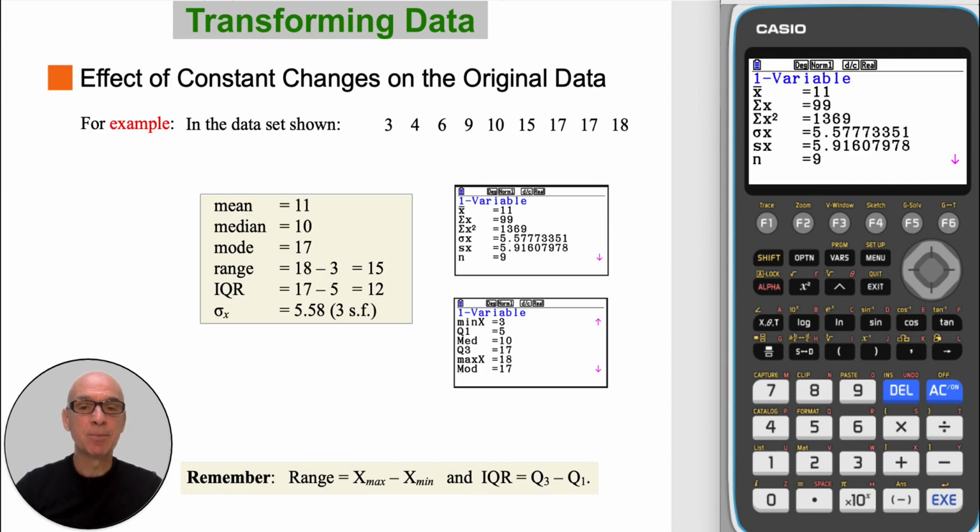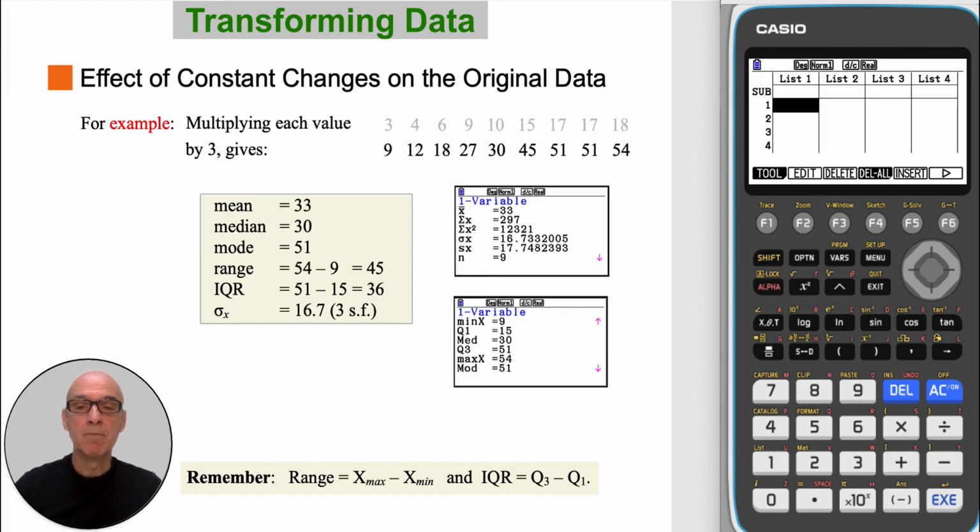In the example, returning to the original data set, we had the following statistics: a mean of 11, a median of 10, and a mode of 17, a range of 15, an interquartile range of 12, and a standard deviation of 5.58, correct to 3 significant figures. Multiplying each of these data values by 3 gives the new data set shown here.